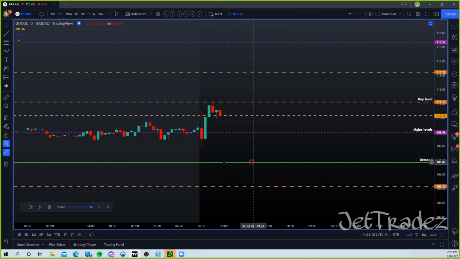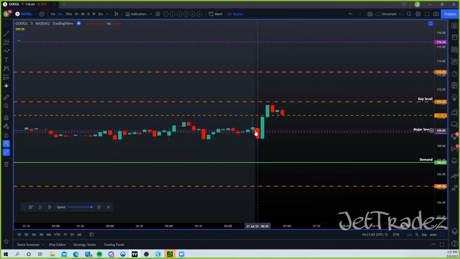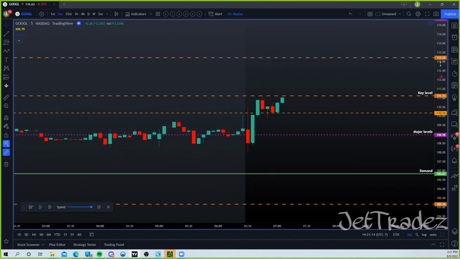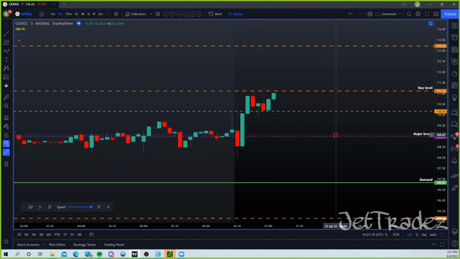Okay, so look, market opened. You see what would have happened if you had jumped in at the open? You would have thought it was super bullish. Look at this candle. I don't even like Google, I ain't gonna lie. This is a nice entry.